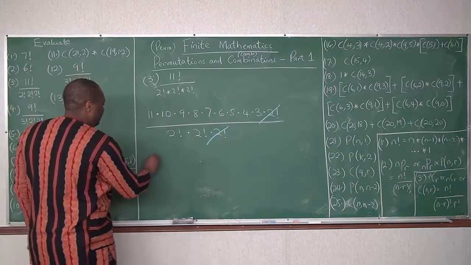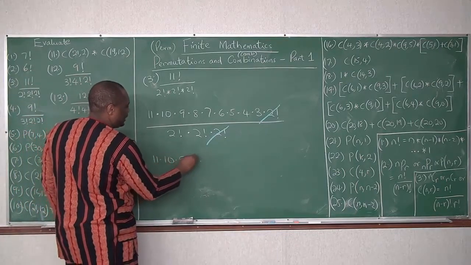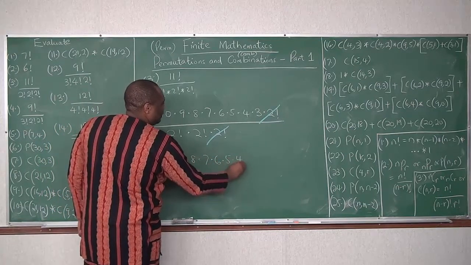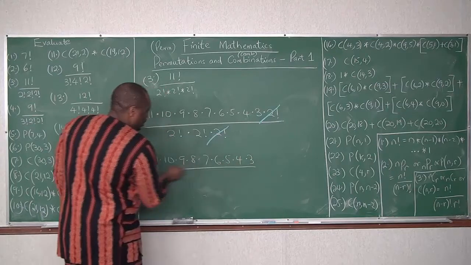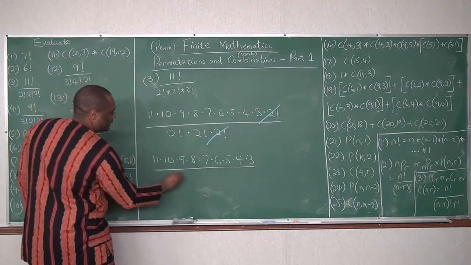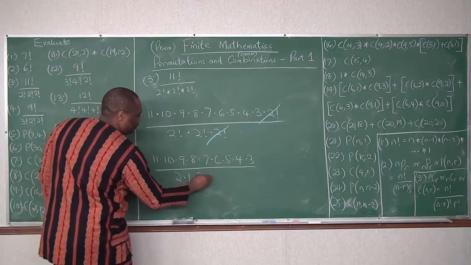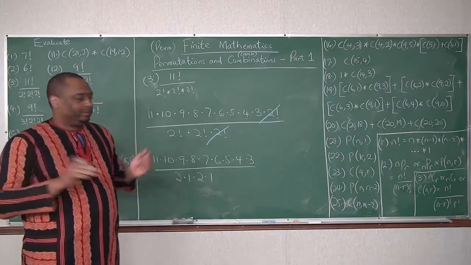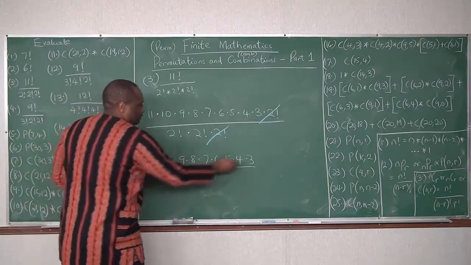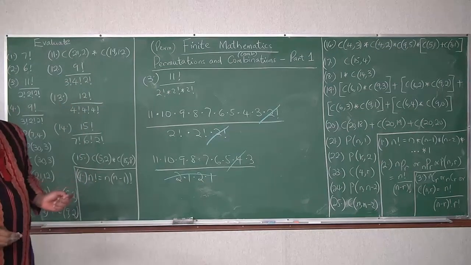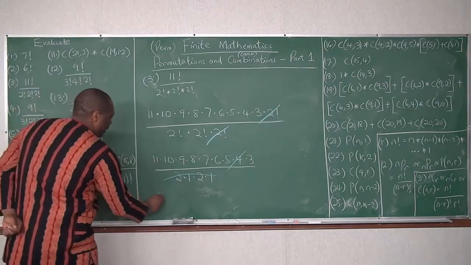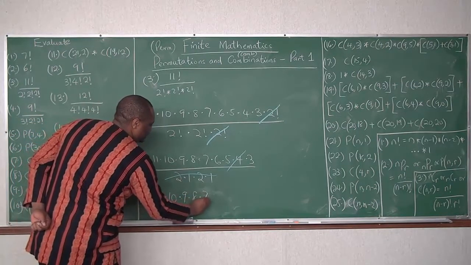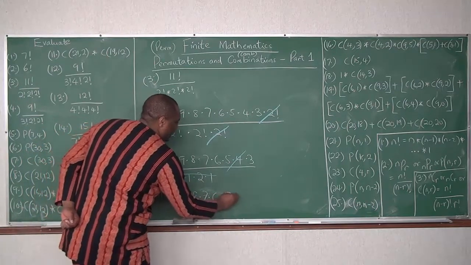So what do we have now? 11 times 10 times 9 times 8 times 7 times 6 times 5 times 4 times 3 all over, let me now expand this, 2 times 1 times 2 times 1. I see that 2 times 2 is 4. All I need to do, bam, bam, that's it. So what do I have remaining? 11 times 10 times 9 times 8 times 7 times 6 times 5 times 3.